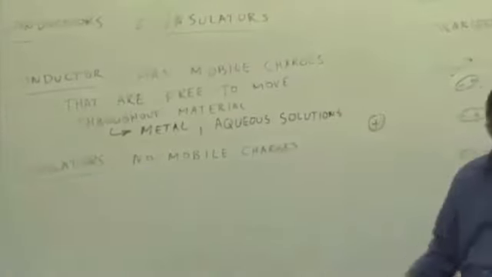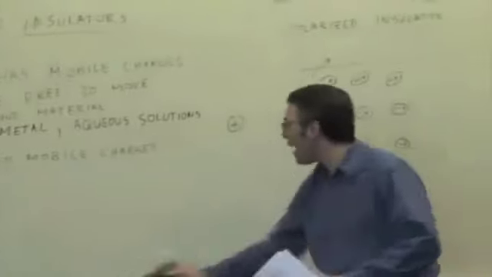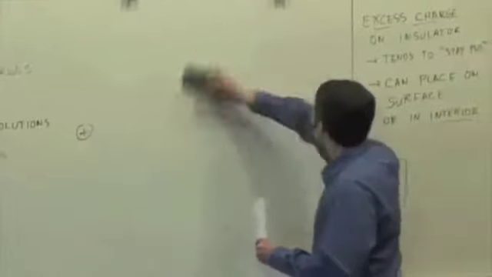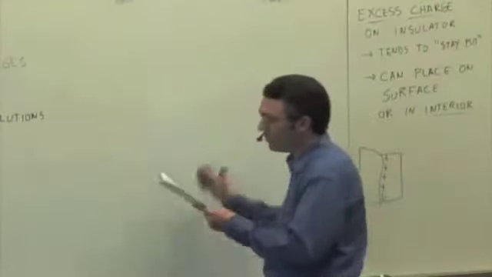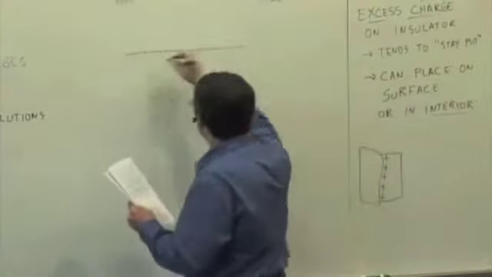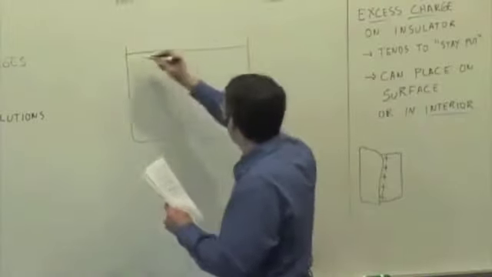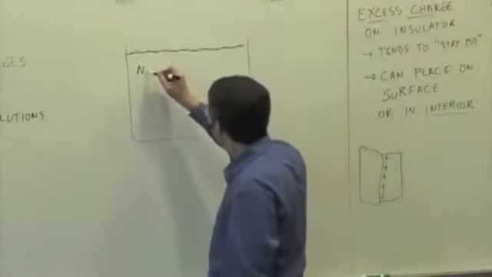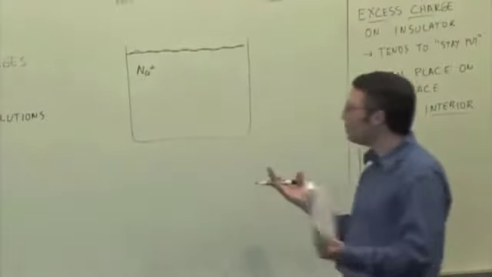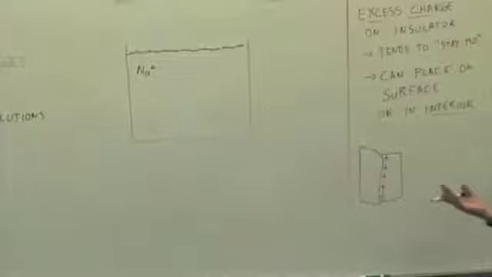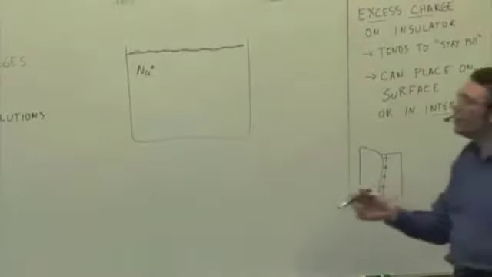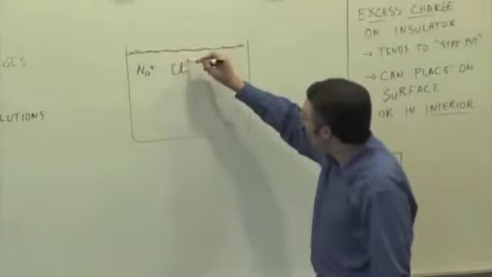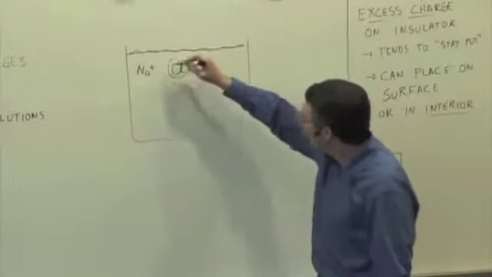And let's just look at an example of a conductor. Let's say we have some salt water. So here is, say, a beaker of water, and I've dissolved some ions in it. If I dissolve salt in it, the ionic bond in the salt molecules breaks apart, and so you end up with positively charged sodium ions and negatively charged chloride ions, just kind of all floating free.